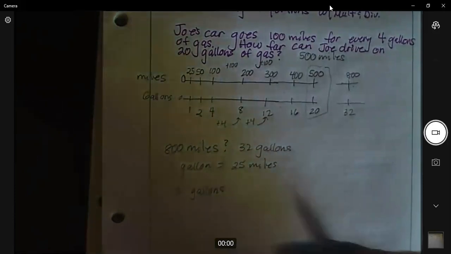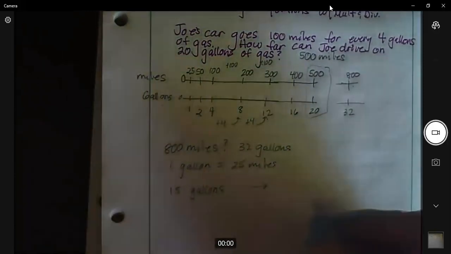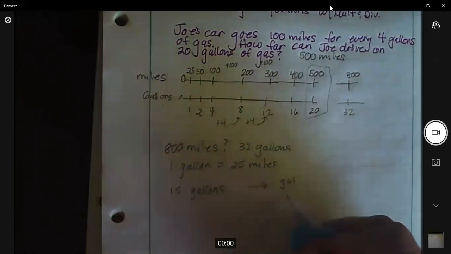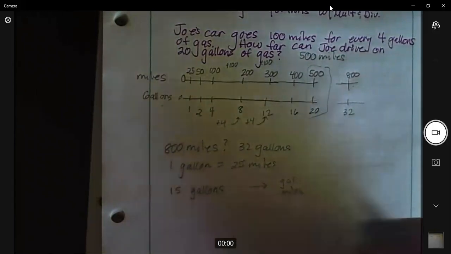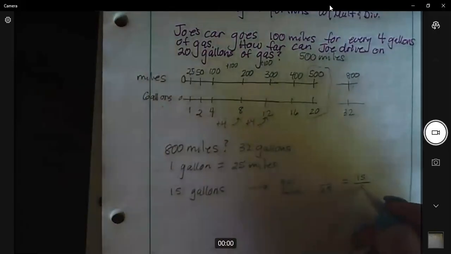So here's a couple ways. Once I know what 1 is, we can say that 1 gallon, here's your gallons, and here's your miles. So we can say that 1 gallon is 25 miles. So how much would 15 gallons be? So this is what I want to try and find right here.